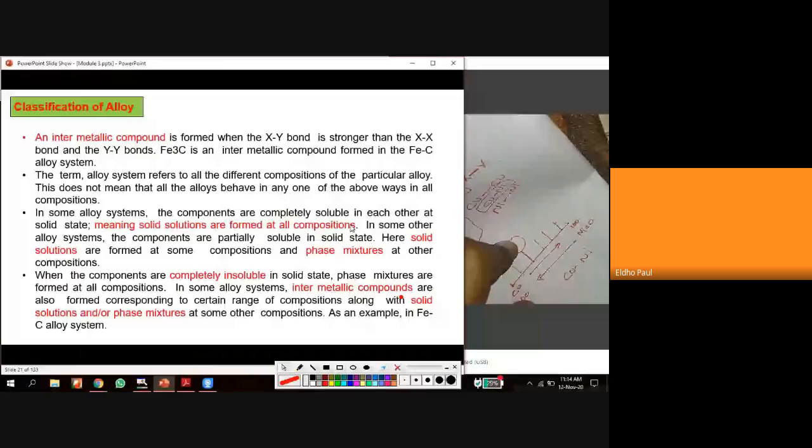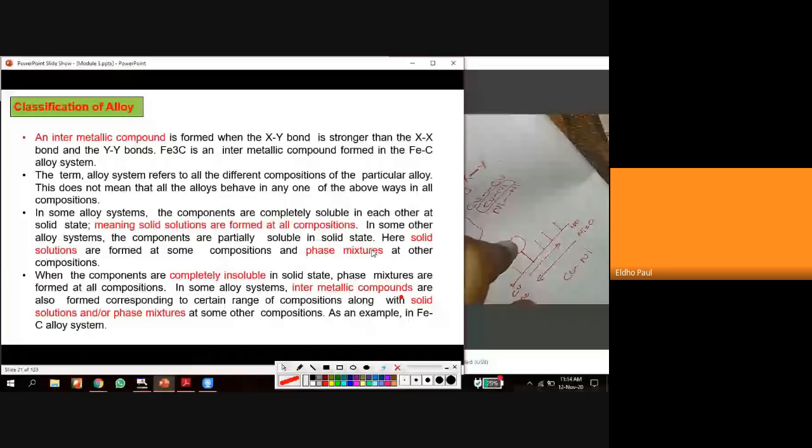Alpha and alpha plus beta. In some other alloy systems, the components are partially soluble in solid state. That is alpha plus beta. A solid solution is formed at some compositions, that is alpha, and a phase mixture is formed at other compositions, that is alpha plus beta.